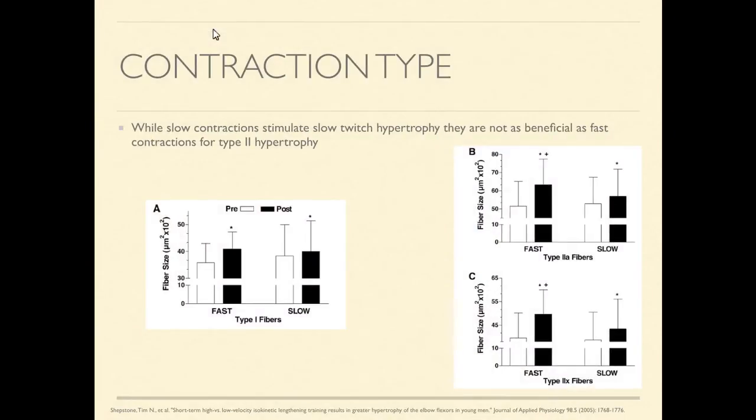So again, if we look at contraction type, or speed or velocity, if you look at slow twitch fibers, which is A here, you notice that from pre to post, the fast versus slow both pretty much increased hypertrophy the same in type 1 fibers. So slow contractions stimulate slow twitch hypertrophy. But if you go to type 2A and type 2X fibers, you see that there's a clear advantage for the fast contractile group compared to the slow. So this suggests that slow contractions are not as beneficial as fast for type 2 hypertrophy.